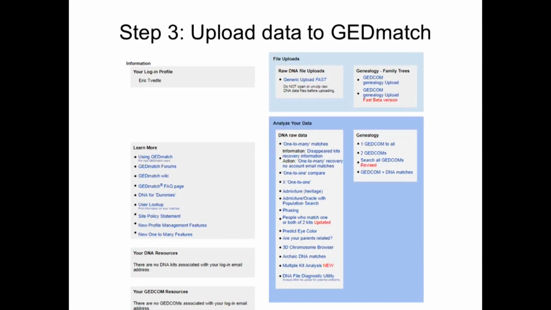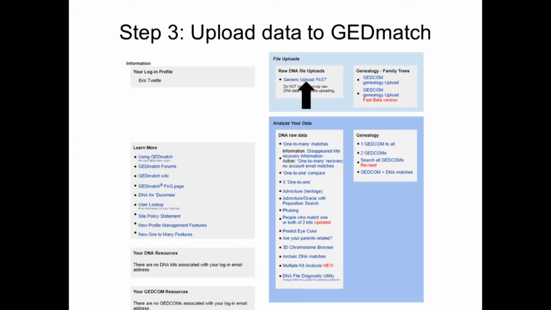The next step after sequencing or genotyping the raw data would be uploading that file to GEDmatch. So this is just a snapshot of the home page of GEDmatch. Broadly, GEDmatch is a third-party platform that allows for the uploading of DNA data from several databases such as Ancestry, 23andMe, Family Tree DNA, and others, and allows for the comparison of those kits.